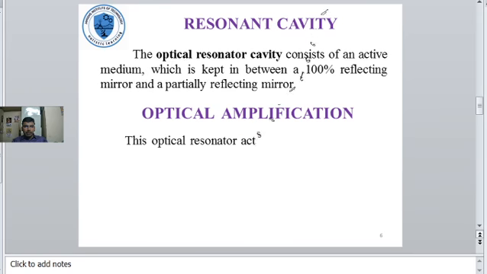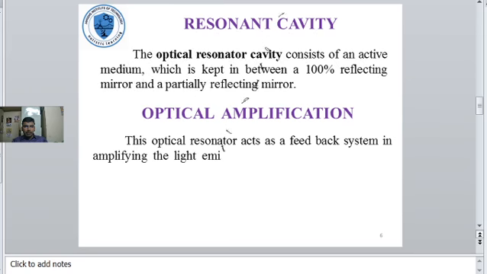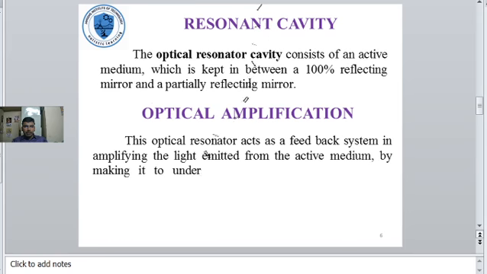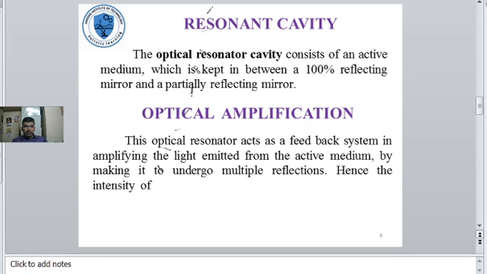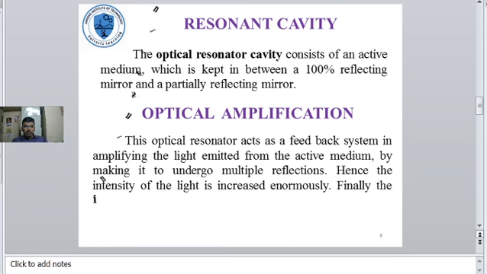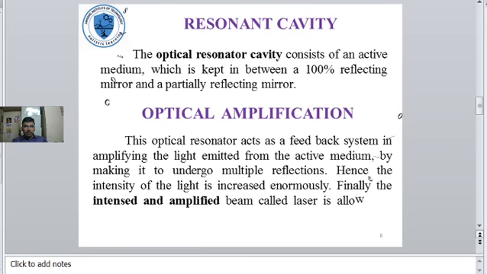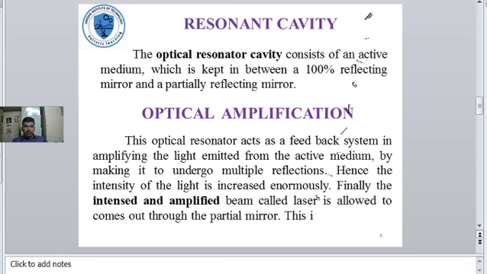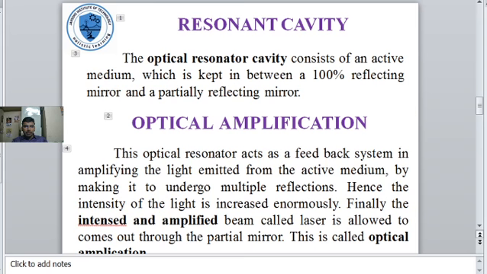Next we will see what is optical amplification. This optical resonator acts as a feedback system in amplifying the light emitted from the active medium by making it undergo multiple reflections. Hence the intensity of the light is increased enormously. Finally, the intense and amplified beam called a laser is allowed to come out through the partial mirror. This is called optical amplification.